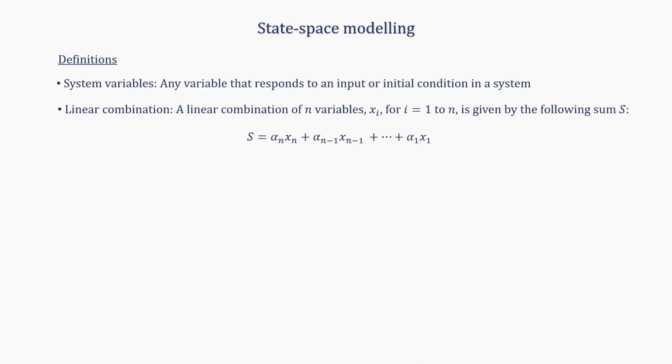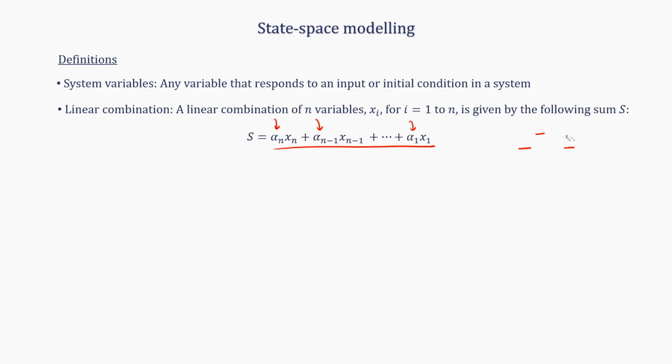The formal definition: a linear combination of n variables xi, where i is from 1 to n, is given by the following sum. Here alpha 1 to alpha n, all these are numbers. For example, in the previous example that I showed, these two were system variables. So I can say that 2 times IL plus 3 times IC1 is a linear combination of these two system variables.